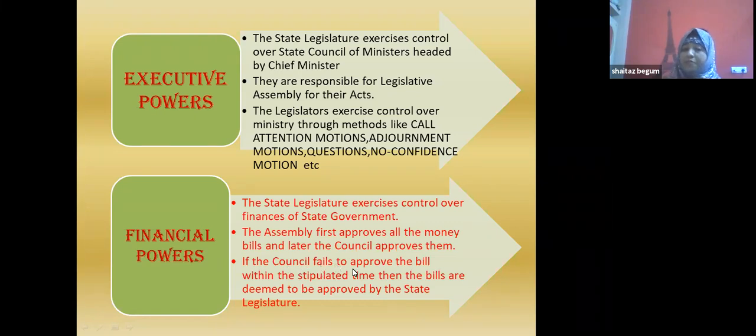If the council fails to approve the bill within the stipulated time, then the bills are deemed to be approved by the state legislature. The stipulated time is 4 months. Within 4 months, the bills have to be given consent by the legislative council. If the stipulated time is crossed, then the bills are deemed to be approved by the complete state legislature after taking consent from the governor of the state.